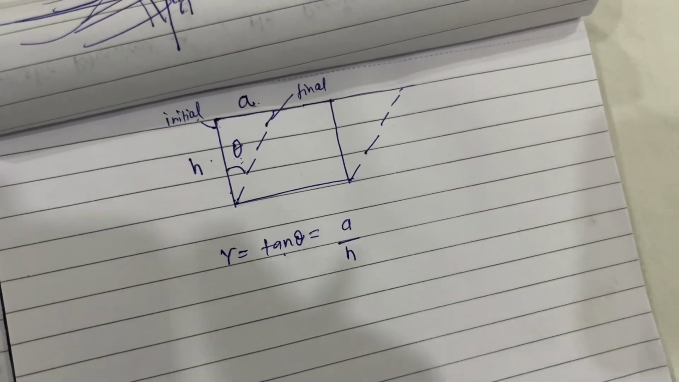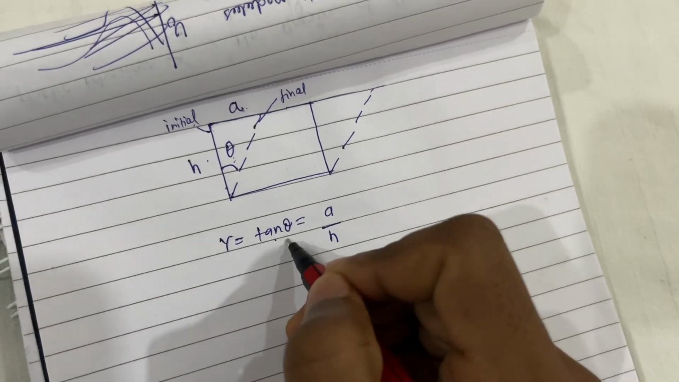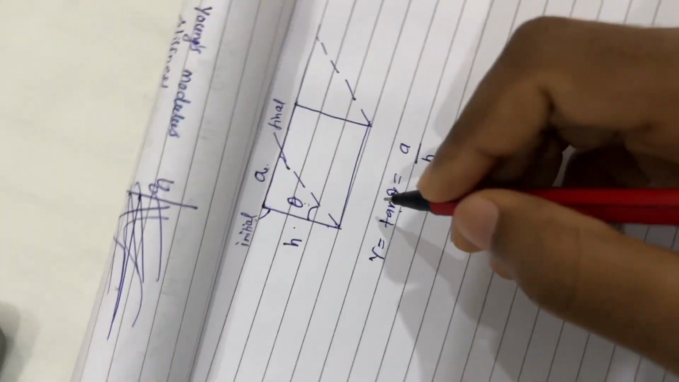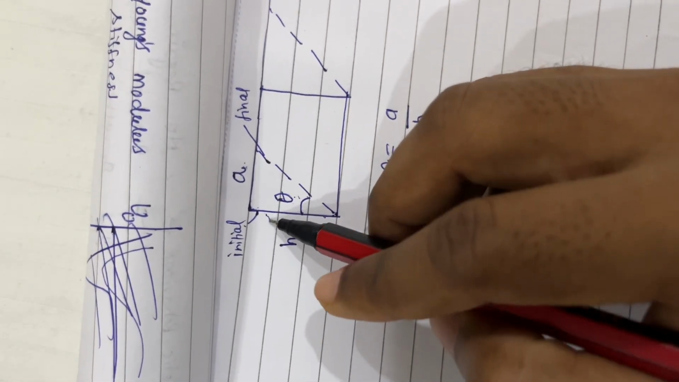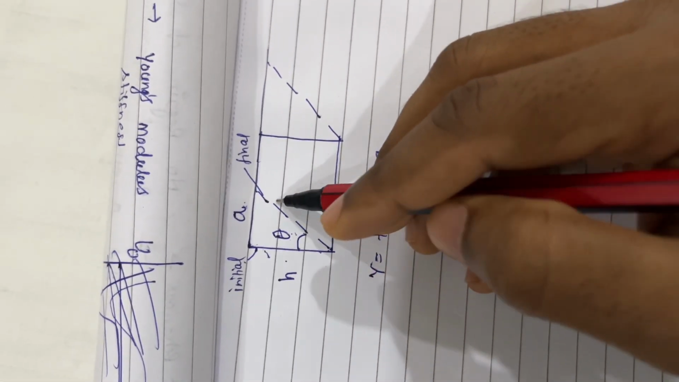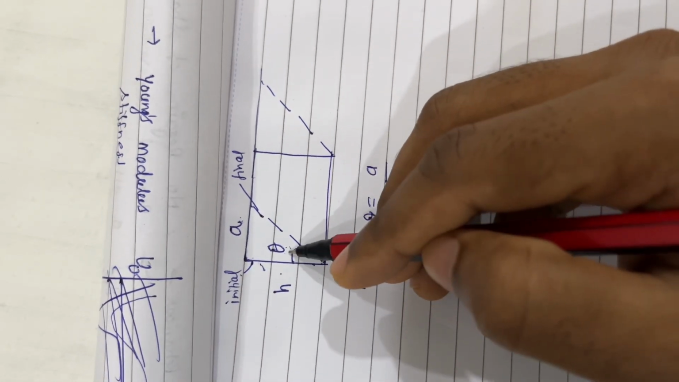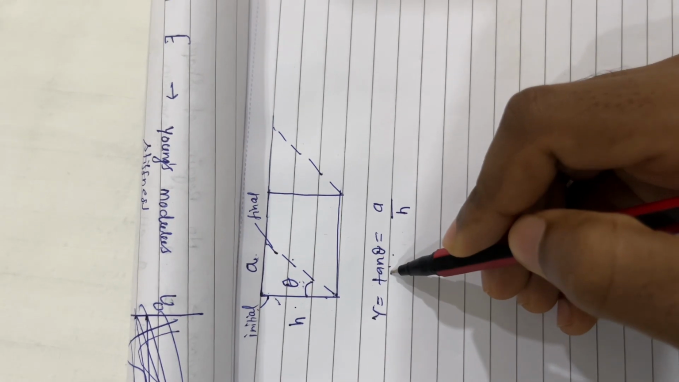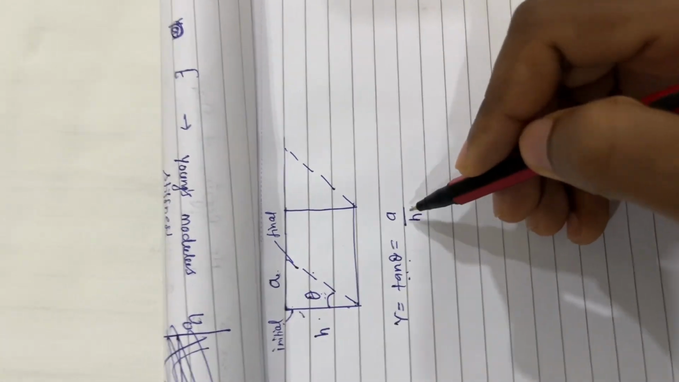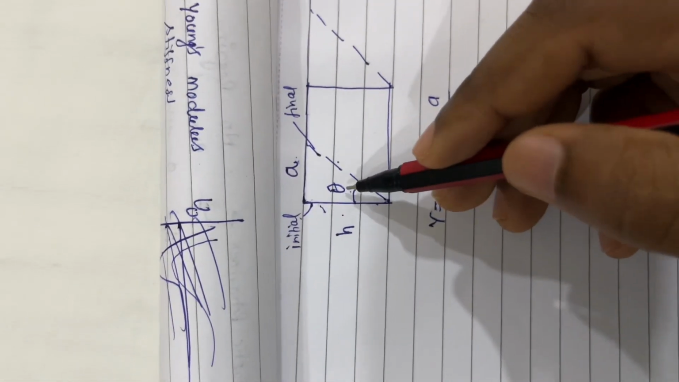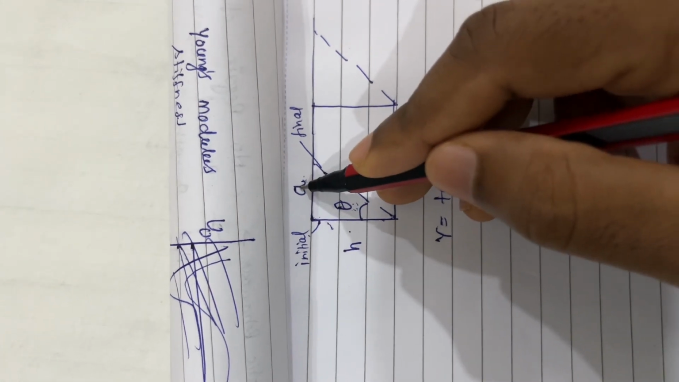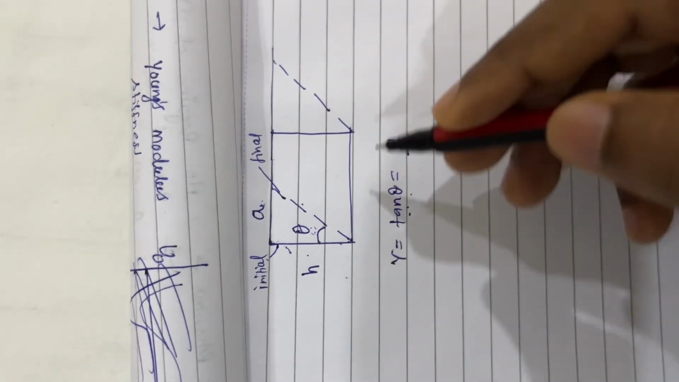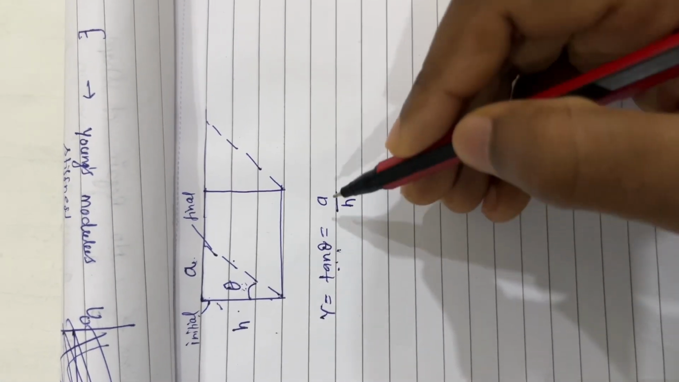Now we will see how this gamma became tan theta. We know that when the initial shape was here, after the angular separation, the angle theta was made. So this is the final shape. We know that tan theta is nothing but the height upon base. When the triangle is like that, the height is a and the base is h. Therefore we are writing tan theta as a upon h.